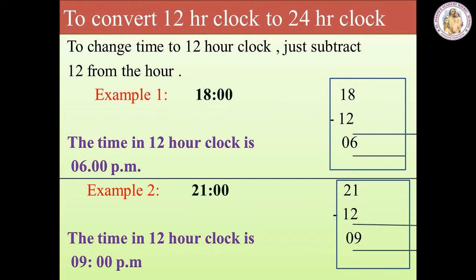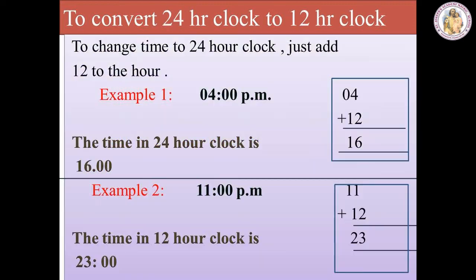Example 2, 21 hours. We have to subtract 12 hours from 21 hours. We get 9 hours. The time in the 12-hour clock is 9 PM.